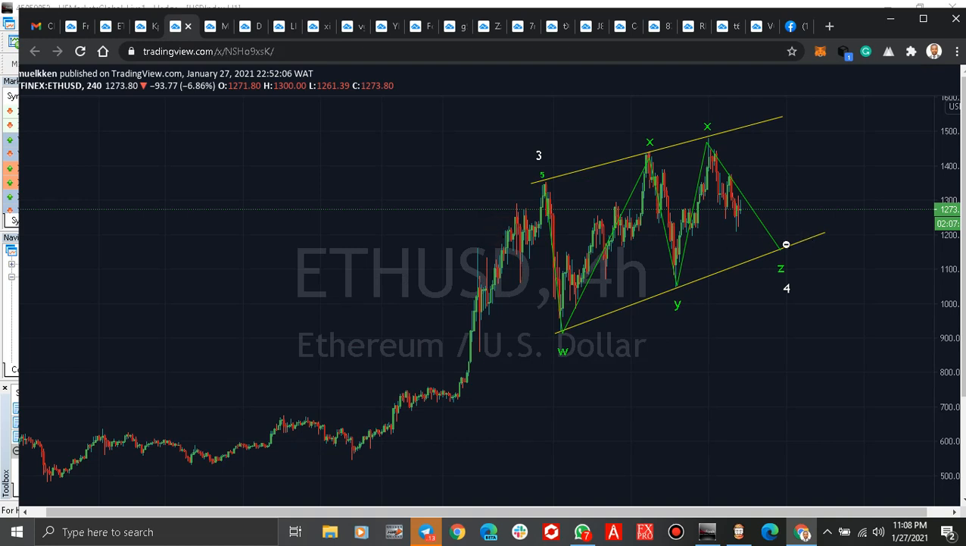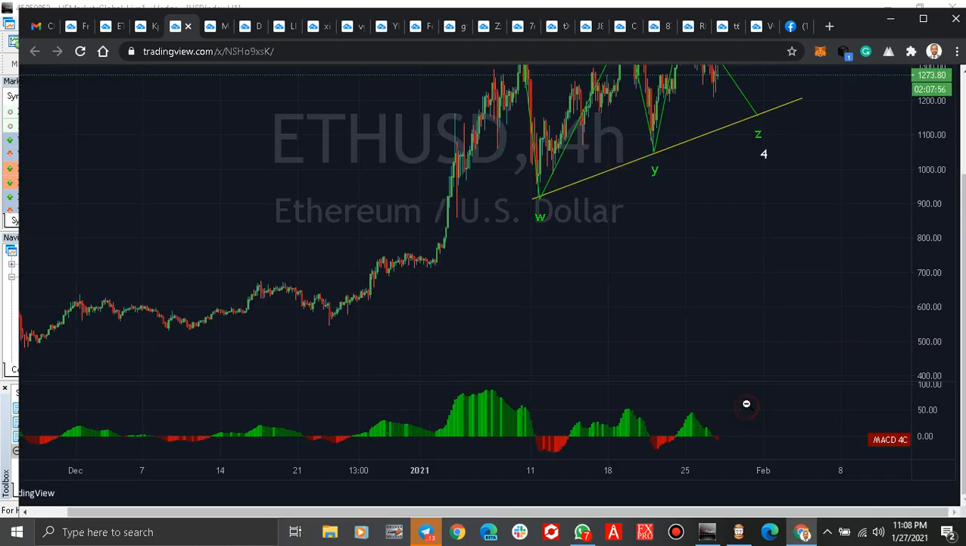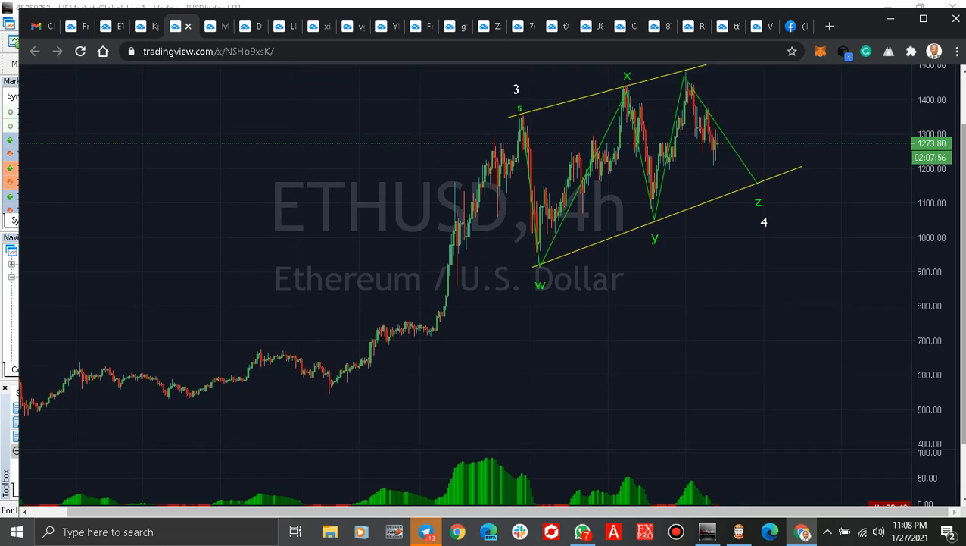On 4 hours, we can see I just label this WXYXZ. So I presume that this line will hold. I'm expecting that we will not get a break of this line before we get the next bull.